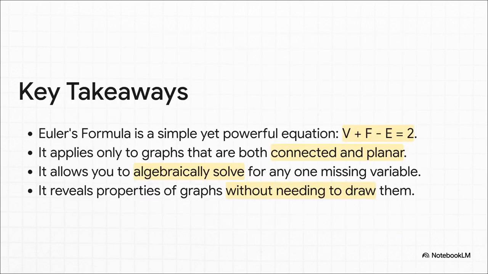So what's the big takeaway here? Well, first, Euler's formula is this super elegant tool, V plus F minus E equals 2. But you've got to remember the ground rules. It only works if the graph is connected and planar. Its real superpower, though, is that it lets you find a missing piece of the puzzle with really basic algebra, telling you something fundamental about a network without ever picking up a pencil to draw it.